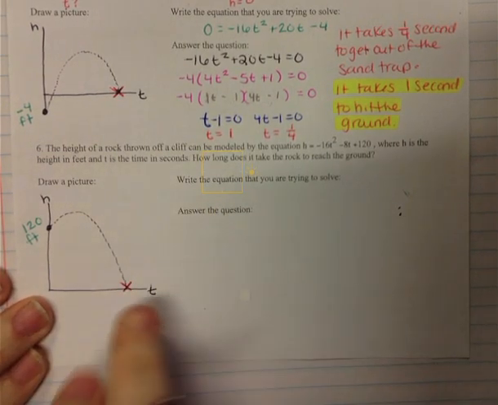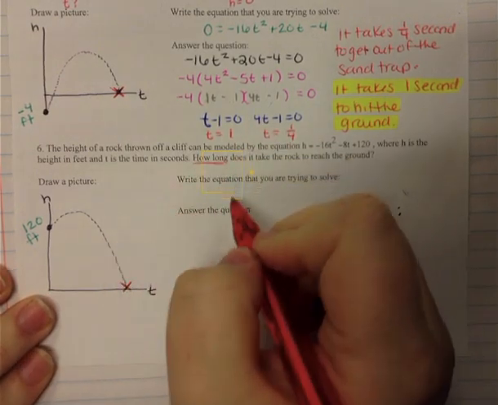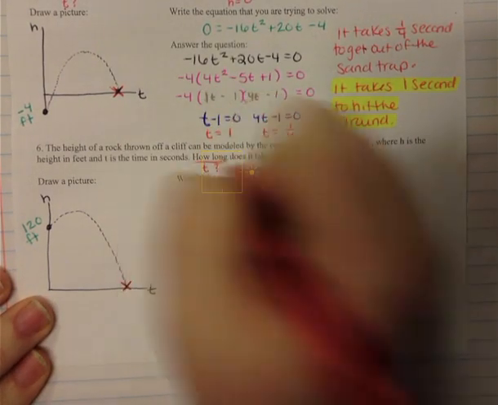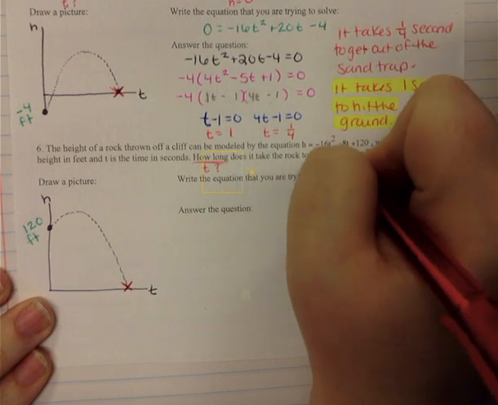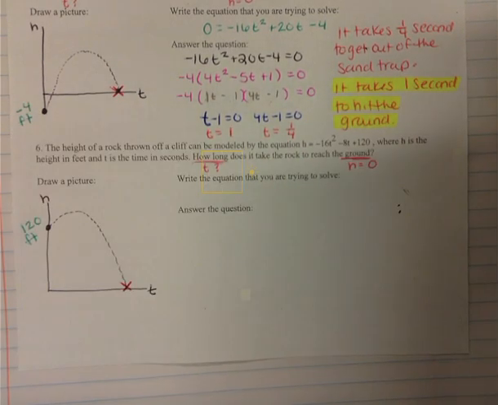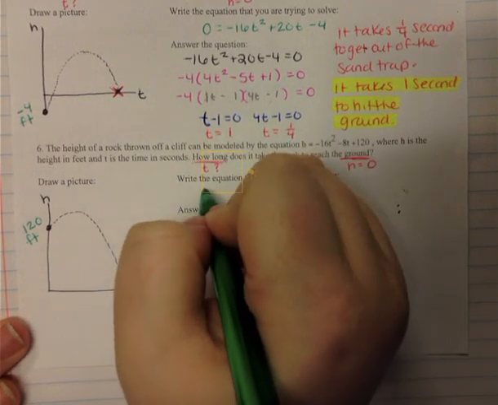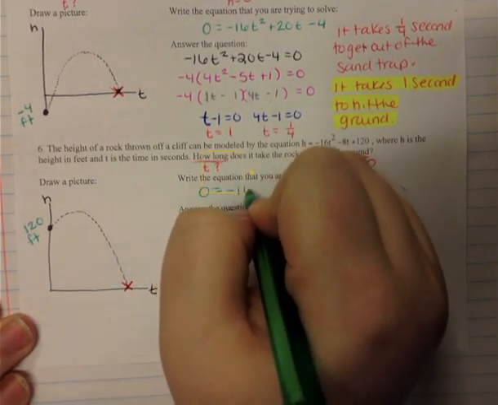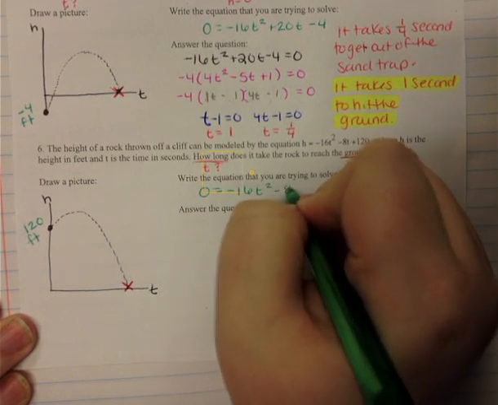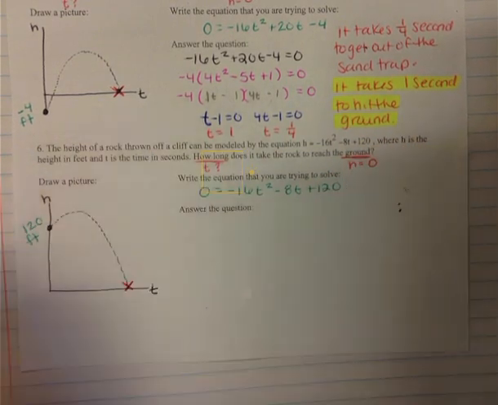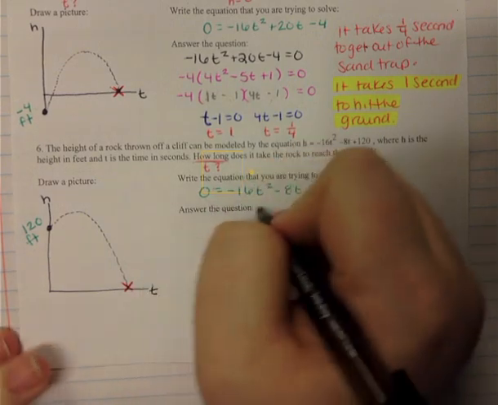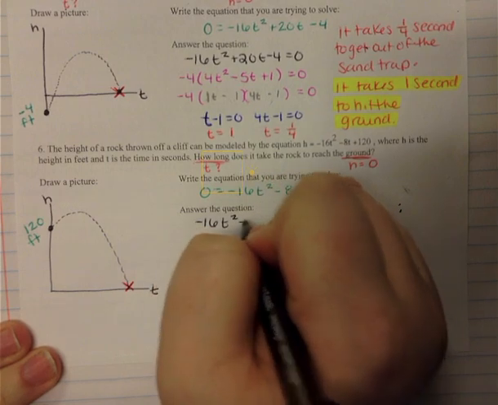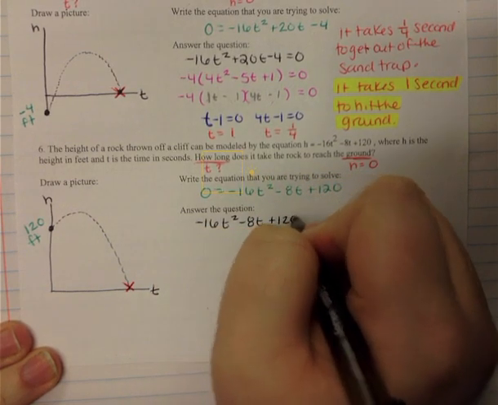This is our question. So how long means time, means we don't know that. So time is our question. And to reach the ground, that means, if we don't have t, we have to have h. To hit the ground, your height is 0. So the equation we're going to have is 0 equals -16t squared minus 8t plus 120. So we're going to see if we can factor this. So if I write out -16t squared minus 8t plus 120 equals 0.